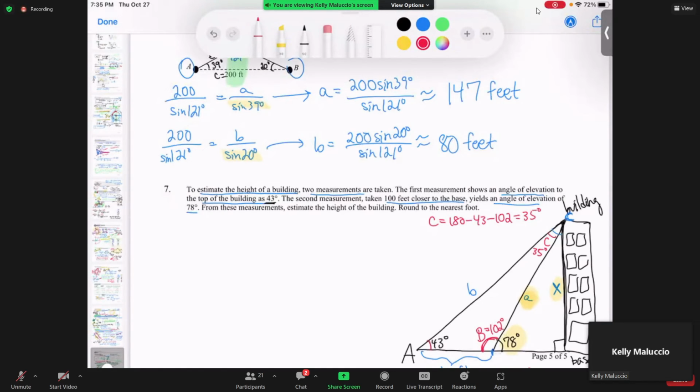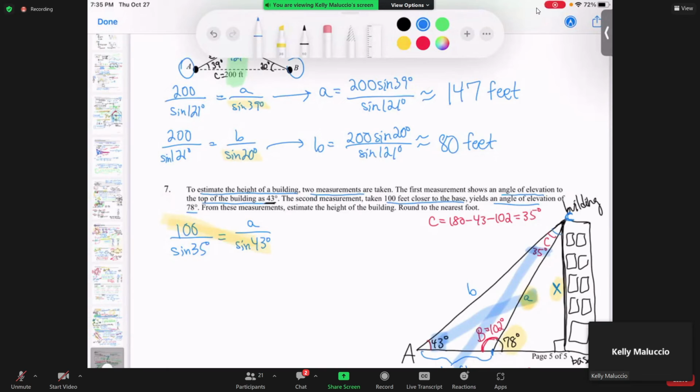And now, lucky me, I've got a match. I've got 35 across from 100. And then I can match 43 with a, right? And do my law of sines and try to get little a. So let's do that. So I'll write 100 over sine of 35 is going to equal little a over sine of 43 degrees, and do my thing, cross multiply, and divide by sine 35.